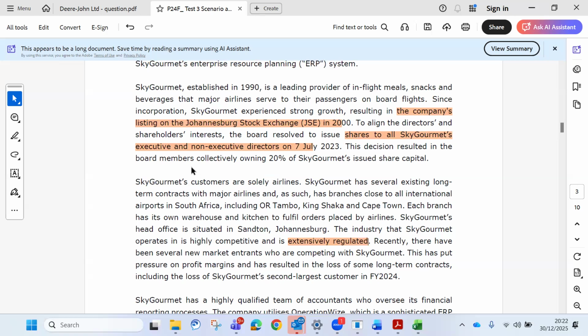Right? Can't you also say there's a risk that there's non-compliance with the Companies Act since they are issuing shares to the executive and non-executive directors? This decision resulted in the board members collectively aligning the directors' and shareholders' interest. The board resolved to issue shares to all Sky Gourmet's executive and non. If we now need to go read more about this, if there's no more, then yeah.